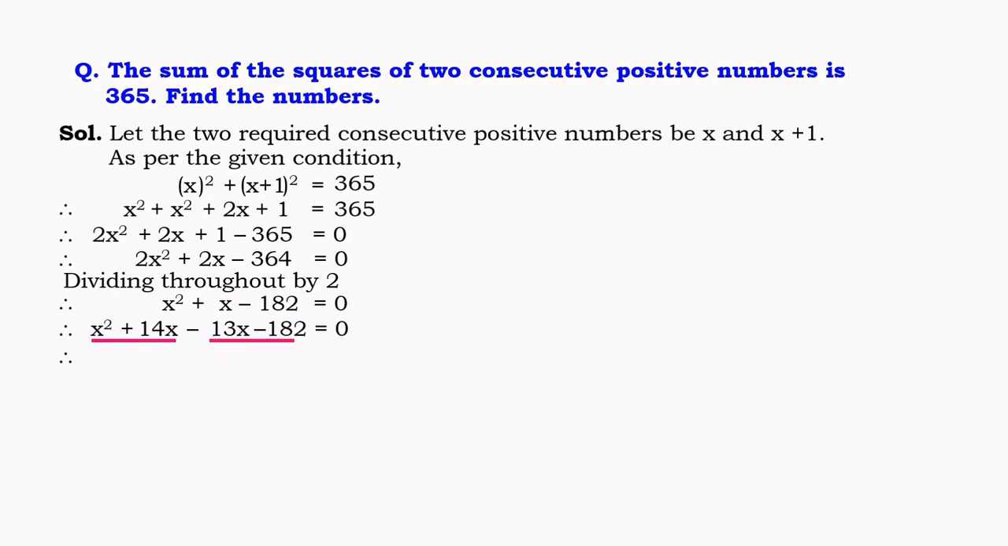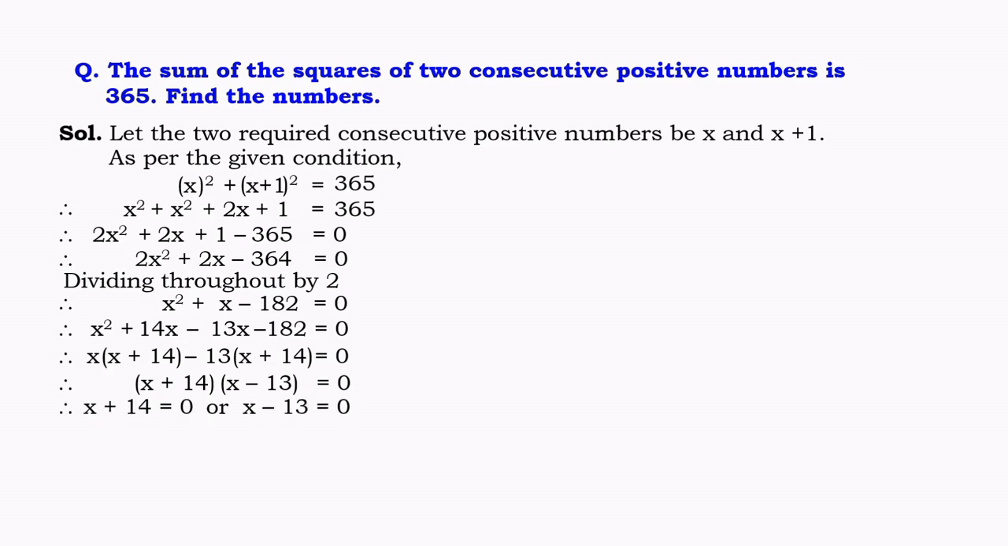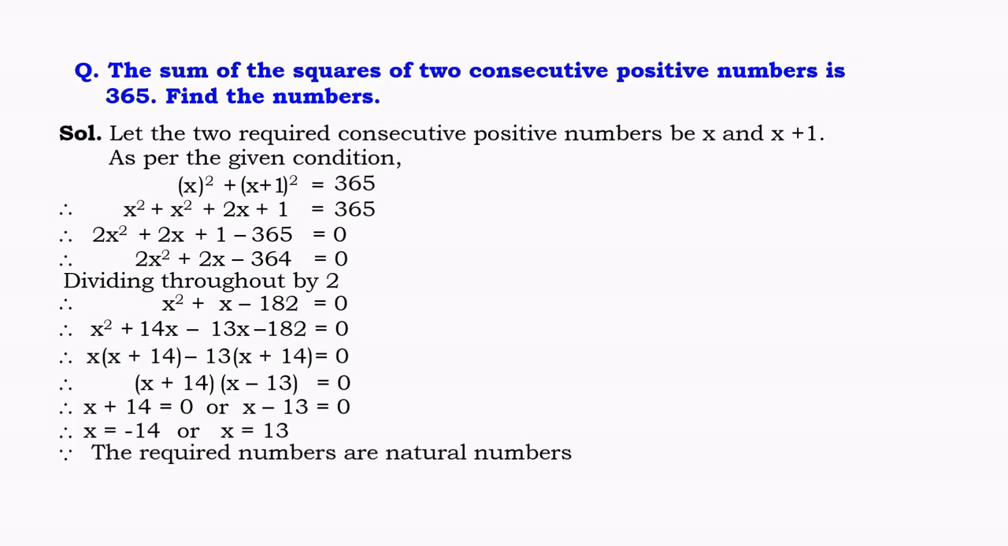Taking common factors, we get x multiplied by x plus 14 minus 13 multiplied by x plus 14 equals 0. Factoring further, we obtain x plus 14 multiplied by x minus 13 equals 0. Therefore, x plus 14 equals 0, or x minus 13 equals 0. So, x equals negative 14, or x equals 13. Since the question asks for positive numbers, we reject negative 14.